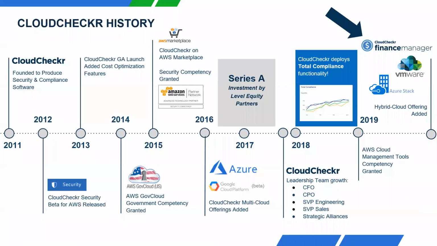So real quick, CloudCheckr has been around since 2011. We are partners with many major companies. We provide cloud optimization for AWS, Azure, and GCP in beta right now. We also have an on-premise solution called Finance Manager that can help take a look at costs related to VMware environments as well as Azure Stack.